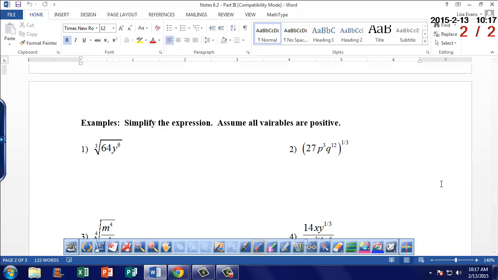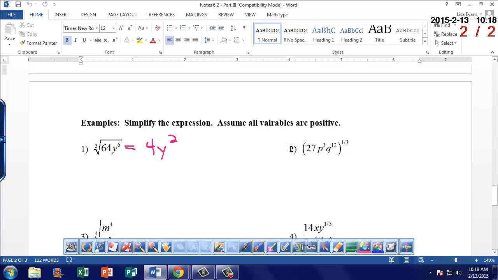All right, this first one. It's easy to make a giant factor tree. I just like to make a factor tree for 64. Actually, I don't even need to make a factor tree for 64. What number raised to the third power gives me 64? 4. Now, here's how I like to do the variables. Take 3 and divide it into 6. How many times does 3 go into 6? 2 times. So it's y squared.